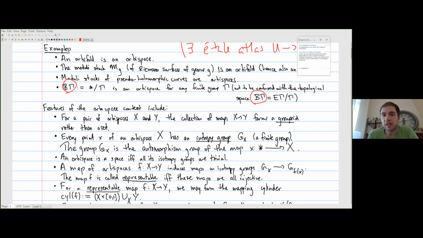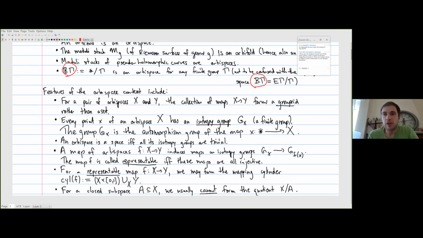If you have a representable map, you can form the mapping cylinder. This is a familiar construction in algebraic topology, forming mapping cylinders. And in order to do algebraic topology with Orbispaces, we certainly want to be able to do this. We can do this provided the map is representable. Otherwise, in general, we cannot, at least if we want to stay in this world of stacks with an Étale atlas.